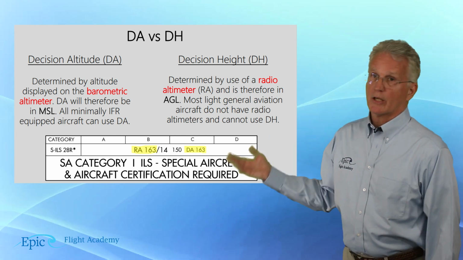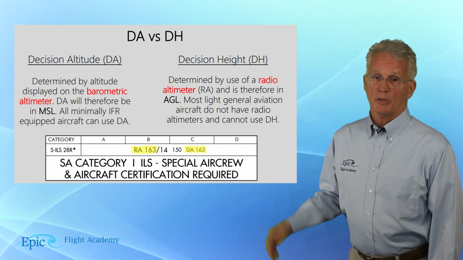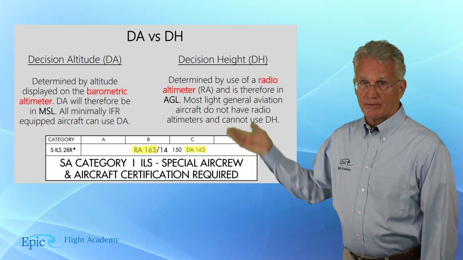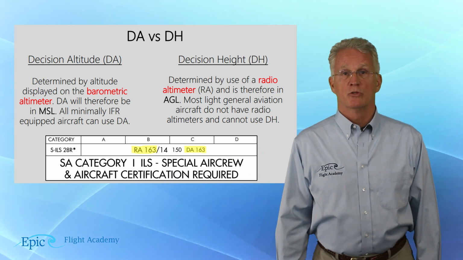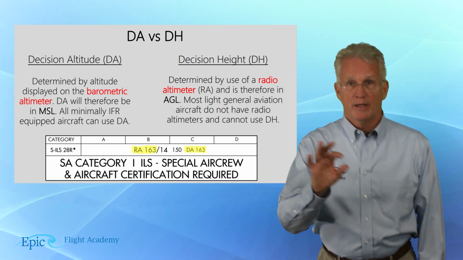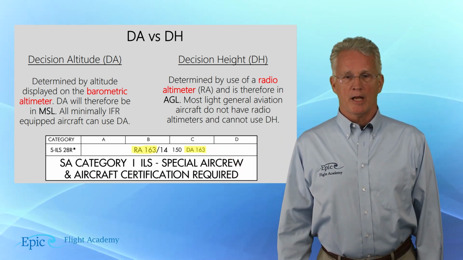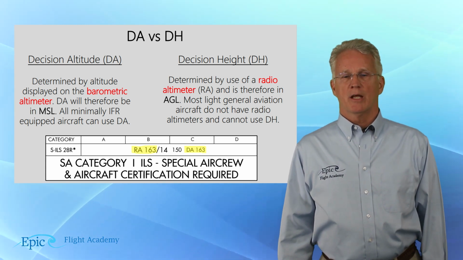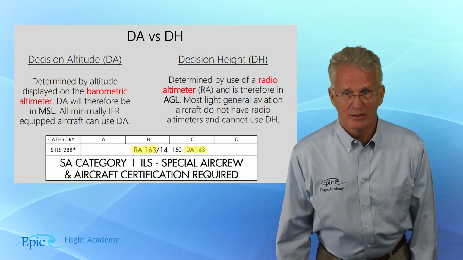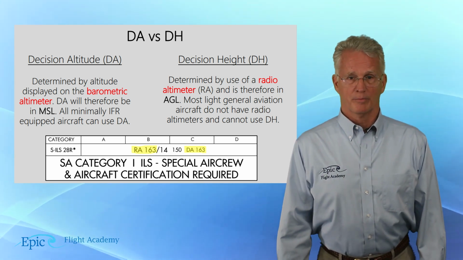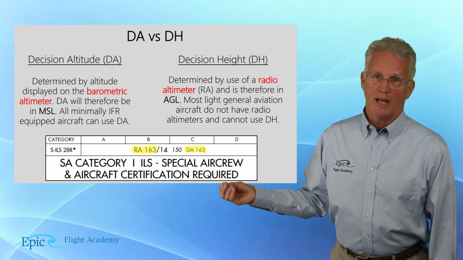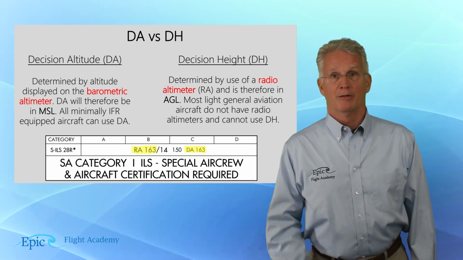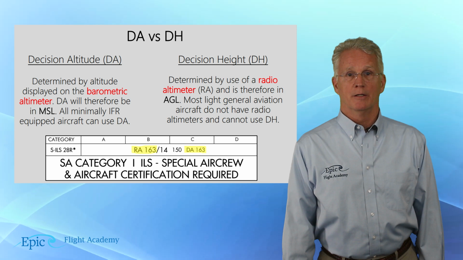If you take a look at this excerpt from an instrument approach procedure, you can see, for example, on the left under category, it says straight-in ILS 28 right. And then in this box here, it says RA 163, DA 163. That is a decision height on a radio altimeter. That's RA. And the DA is the decision altitude in MSL. And notice it is also 163 feet.